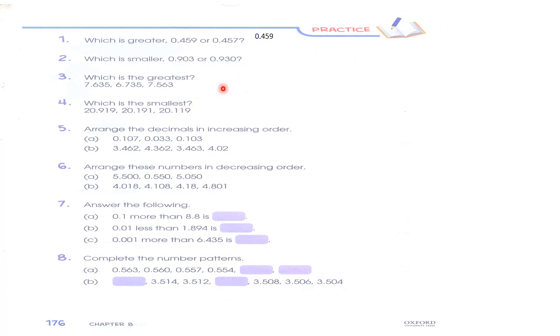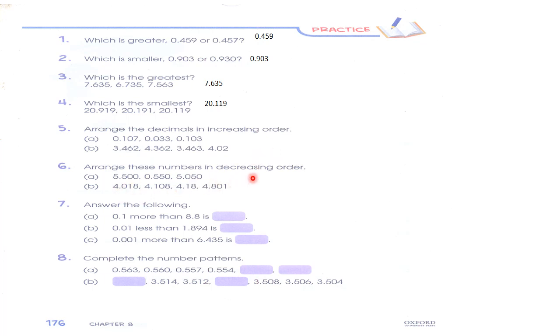Which is smaller, 0.903 and 0.930? 0.903 is smaller. Which is the greatest in these three? This you will have to solve by the line method or whatever methods you use. Which is the smallest? 20.92, 20.191, 20.119. So this is the smallest.